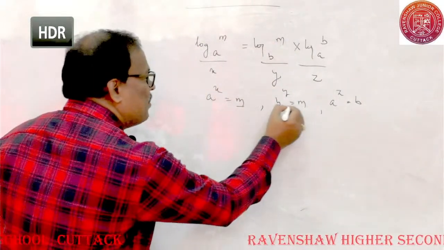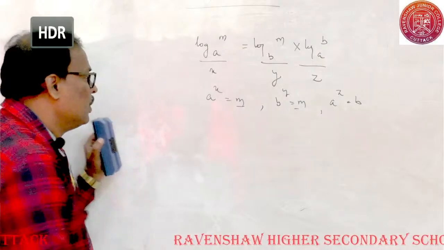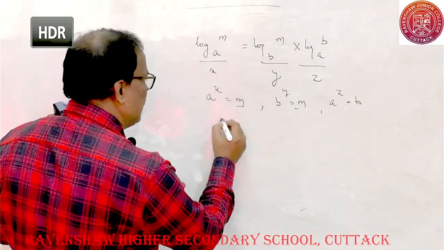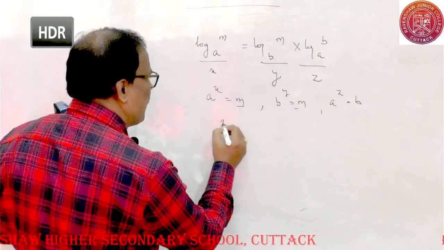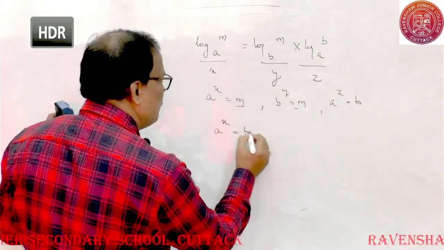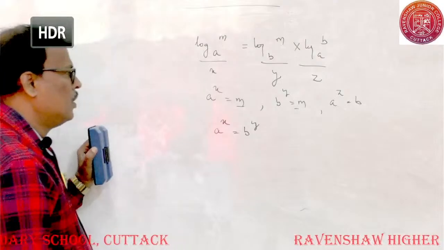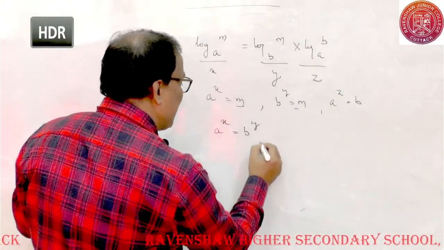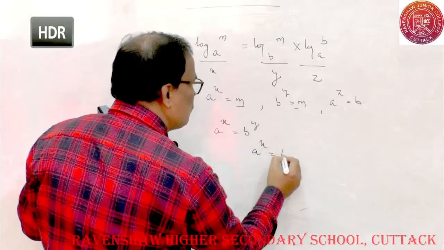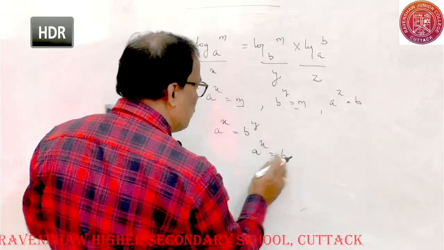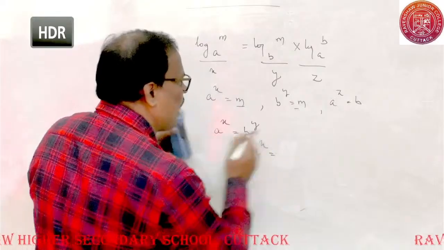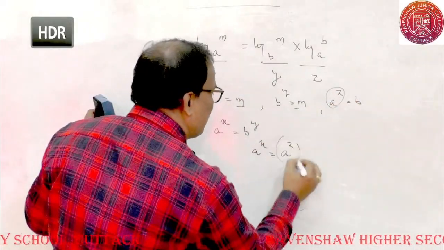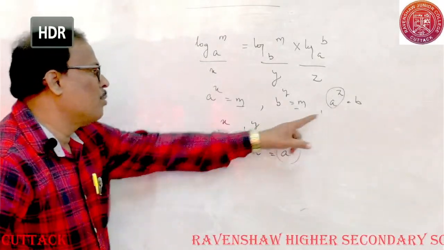Currently, a to the power x is equal to b to the power y. We take b as a to the power z, so a to the power x becomes b to the power y. In place of b, we put a to the power z, so a to the power z to the power y.